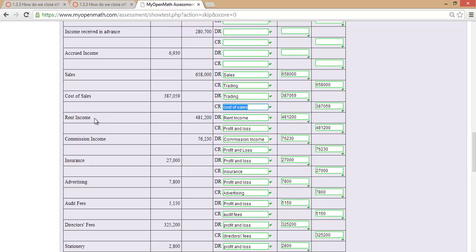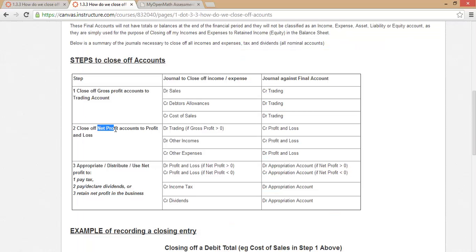Right, if we take one of the next ones, rent income, this is an other income. This is not going to be forming part of the gross profit of the entity, but it will affect the net profit. So if it affects the net profit, it's going to be closed off to the profit and loss account. So everything that affects the net profit, which is my other incomes and my other expenses as well as my trading account, but we'll get to that, is going to be closed off to the profit and loss account.